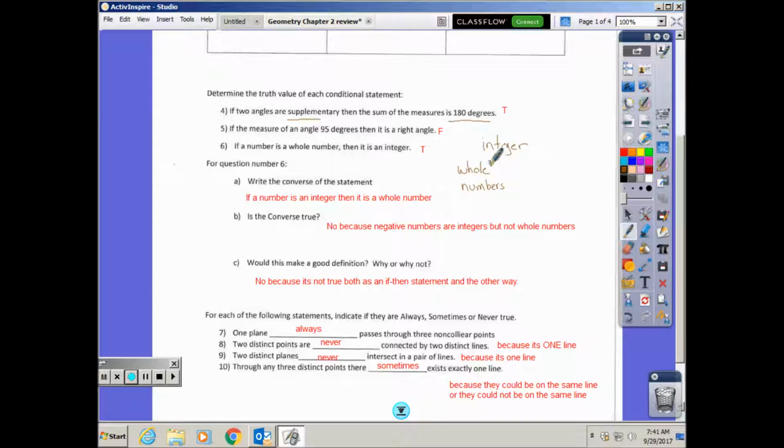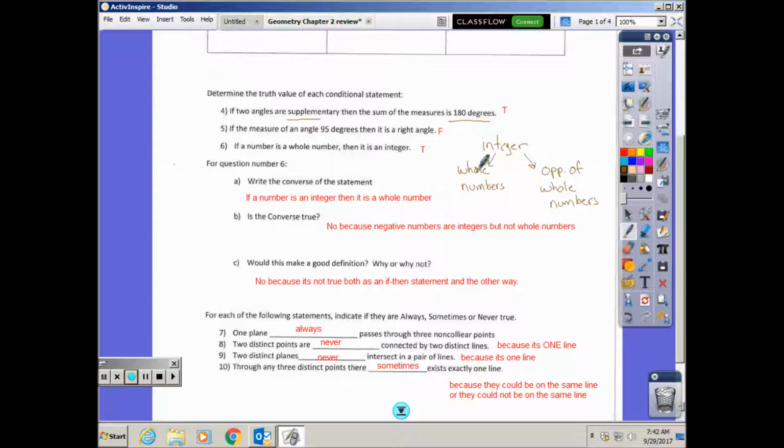your positive numbers, and opposites of whole numbers, which are basically your negatives. So if a number is a whole number, it is an integer.